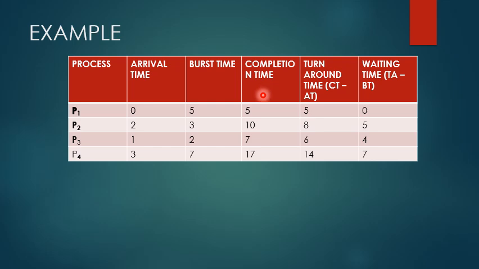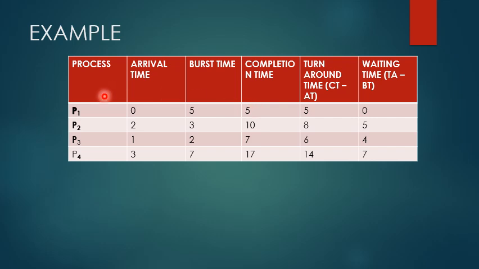First, let's start with completion time. For P1, we can note that no other process is in the queue at the 0th millisecond. So P1 is the only process, and the CPU gives its time to P1. P1 starts to execute and it takes 5 milliseconds. So after 5 milliseconds, P1 is completed. So the completion time of P1 is 5.